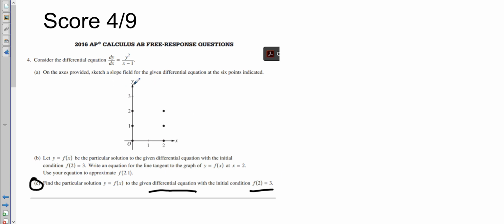Had some questions on this. This has a slope field, and also when we solve for a tangent line, which is located right here. But in this case, we're going to solve for dy/dx equaling y squared over x minus 1.